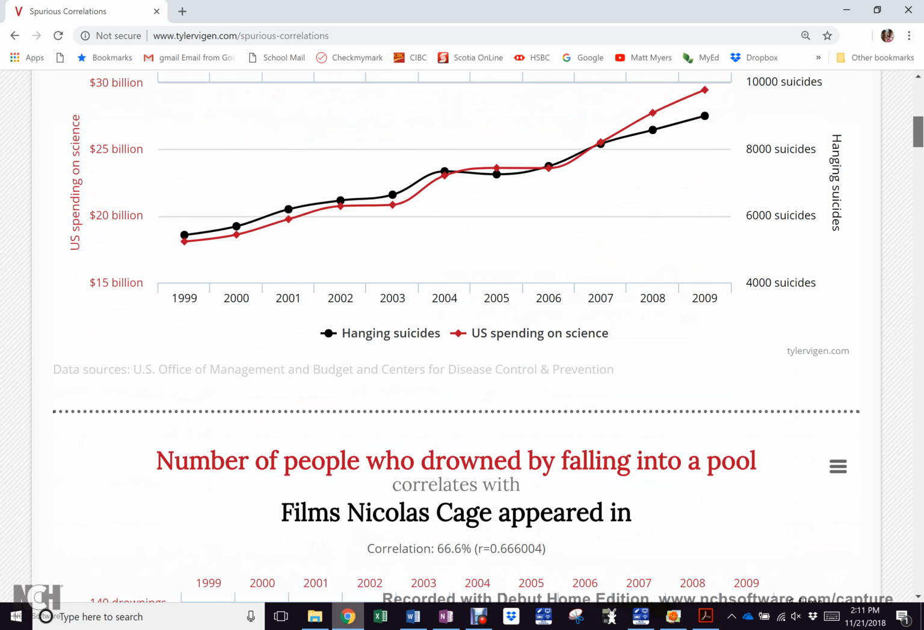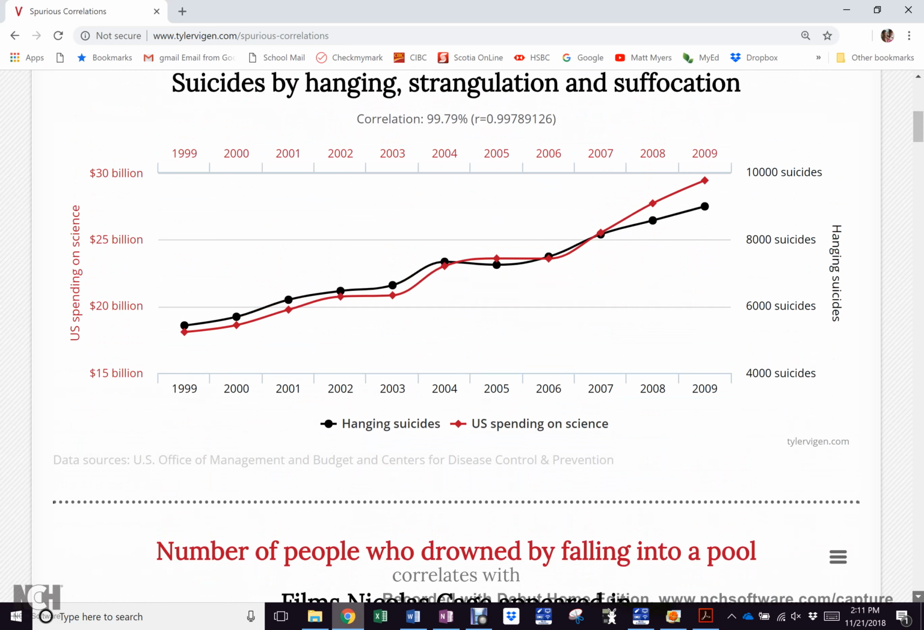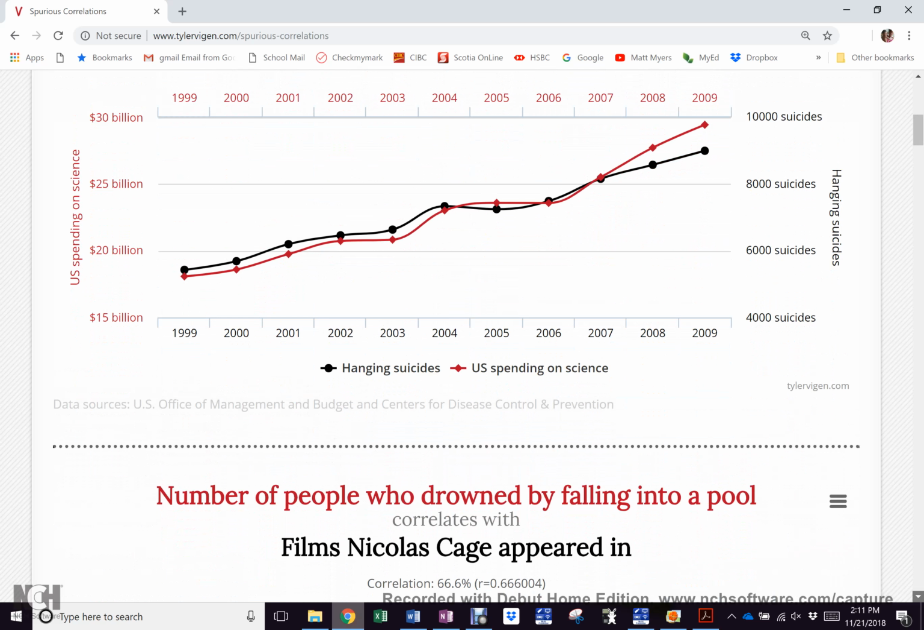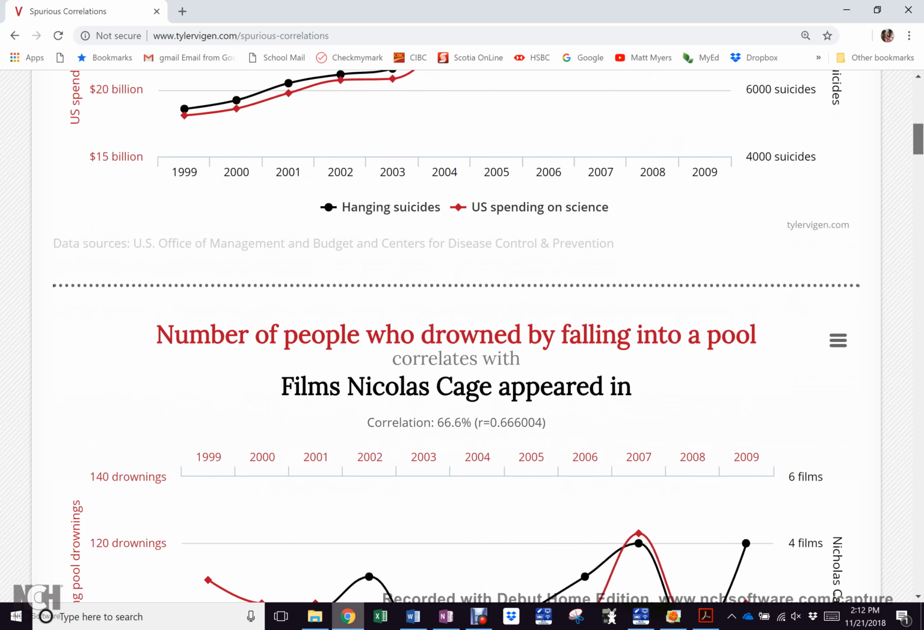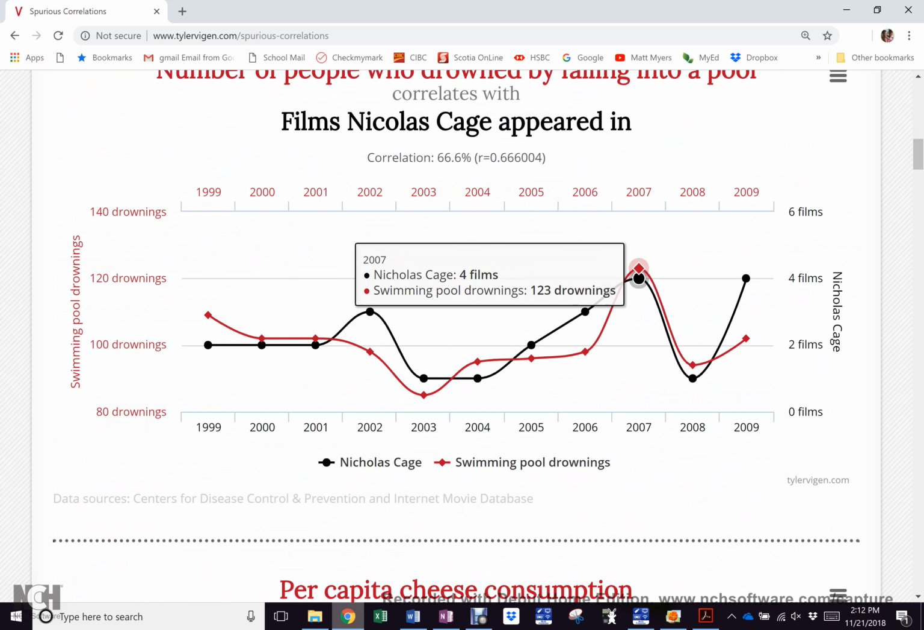Let's look at the next one. This is my favorite. The number of people who drowned falling in a pool. That's a thing we could count, isn't it? A bunch of people fell in their pools last year. They died. Over the last couple of years, Nicolas Cage has made films. What do you think happened? Oh my goodness. When Nicolas Cage makes the most movies, more people fall into their pools and die. Because the movies are bad? No, now, Indigo, that's the whole point.